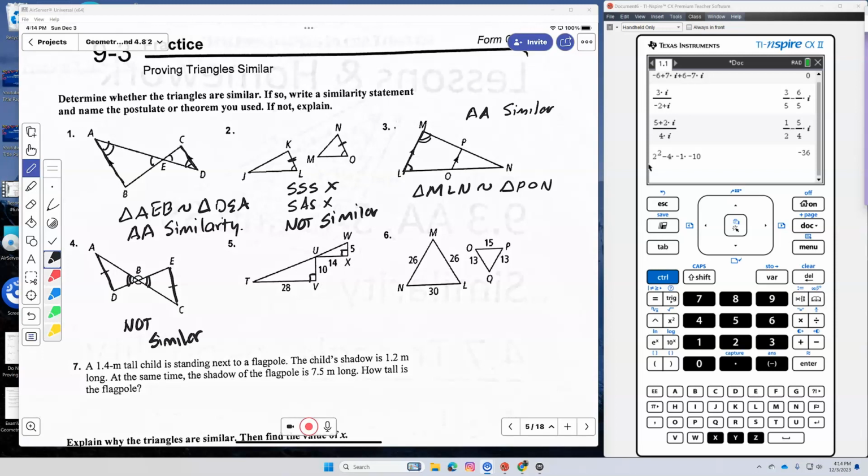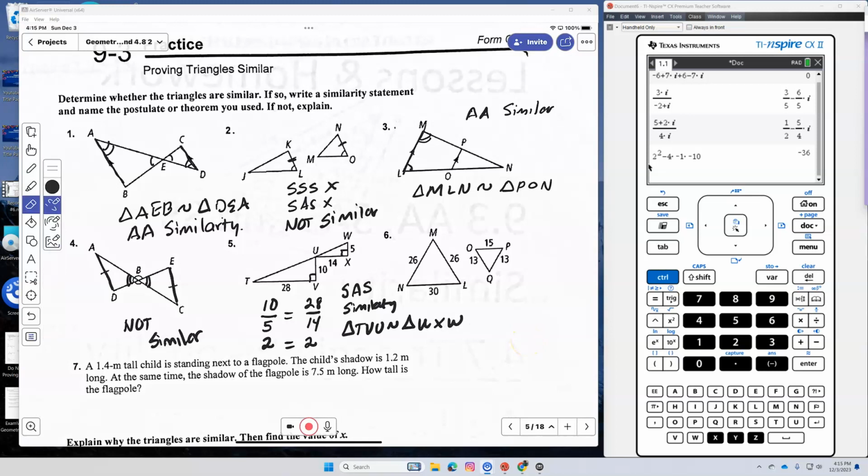For number five, we have two triangles here, and the included angle is 90 degrees in both, so they're congruent. So now we have to make the ratio 10 to 5 as 28 to 14. 10 divided by 5 is 2. 28 divided by 14 is 2. And because the sides have the same ratios, they're proportional, it's going to be similar because of side-angle-side similarity. So we need to write a statement. Triangle TVU is similar to triangle UXW.